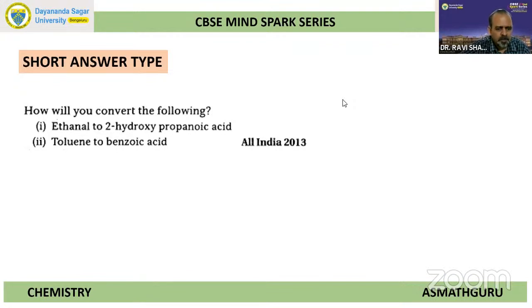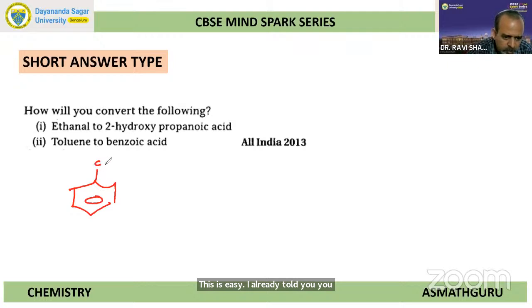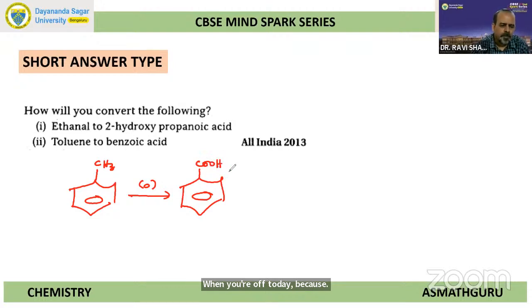How will you convert the following? Ethanol to 2-hydroxypropanoic acid. This is easy. I already told you: any carbon on benzene, when you oxidize, becomes benzoic acid. How to convert ethanol to 2-hydroxypropanoic acid? Anybody? What is ethanol? CH3CHO.